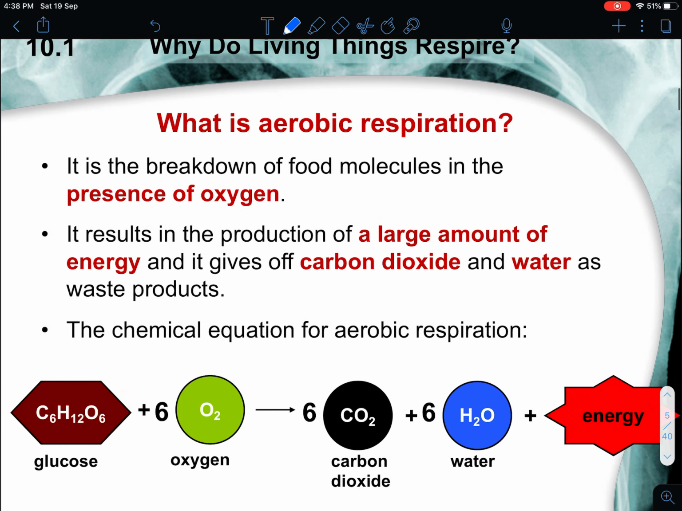So aerobic respiration is the breakdown of food molecules in the presence of oxygen, and it results in the production of a large amount of energy and gives off carbon dioxide and water as waste products. In our previous lesson, we learned about metabolic waste products, right? This is an example of a metabolic waste product generated. It is also crucial for you to remember the chemical equations for pure bio students, and for combined bio, a general word equation would be sufficient.